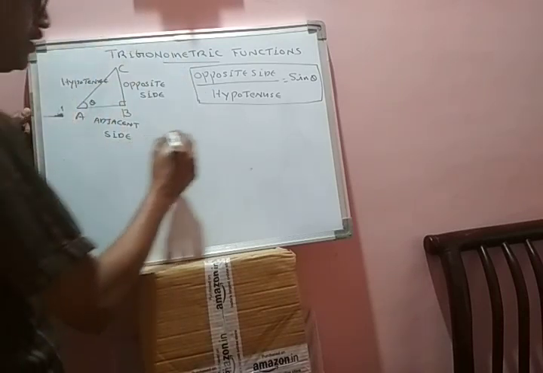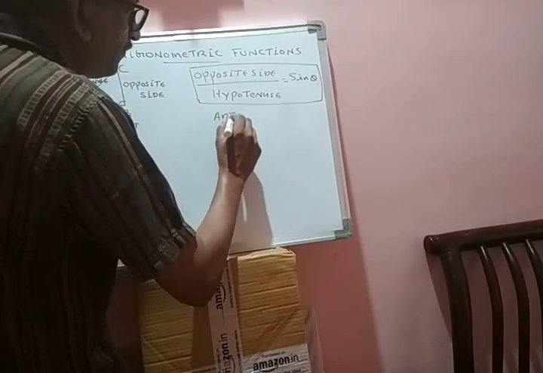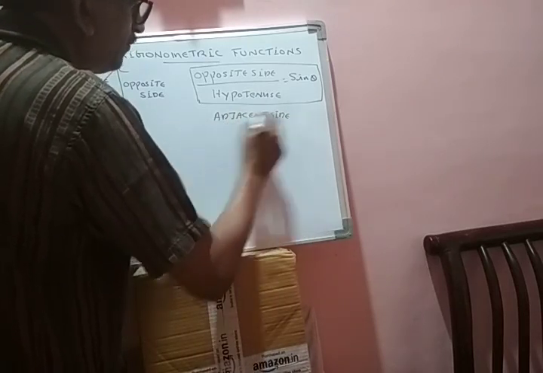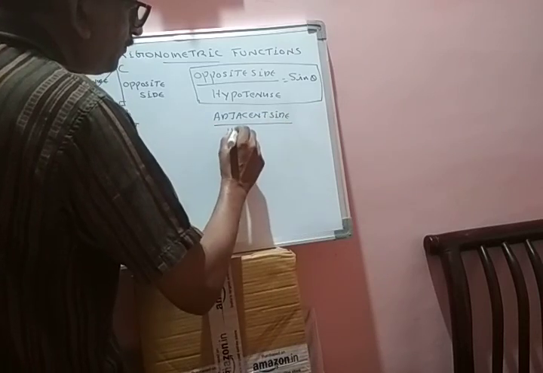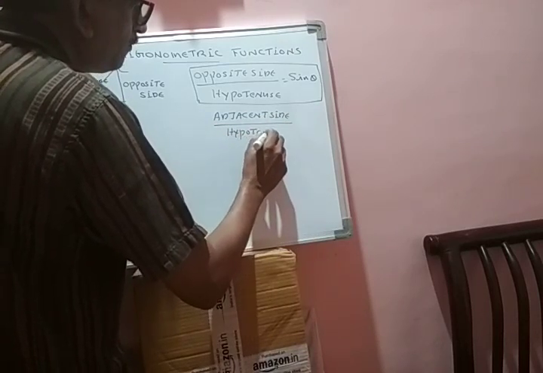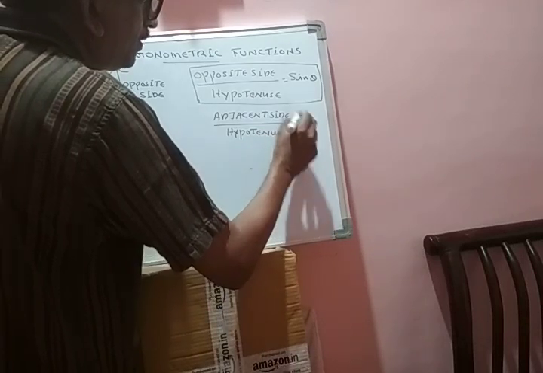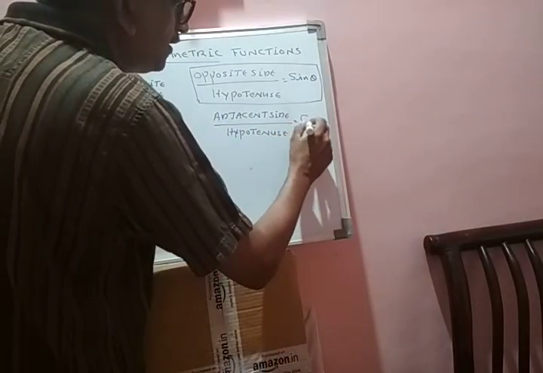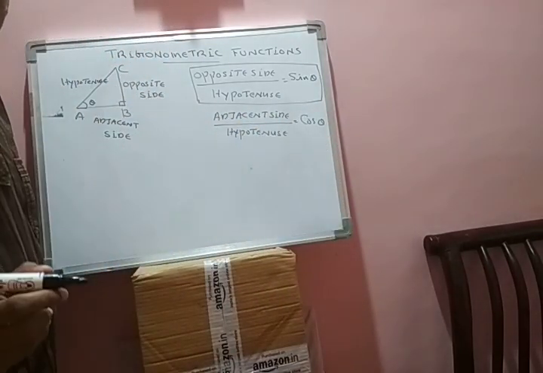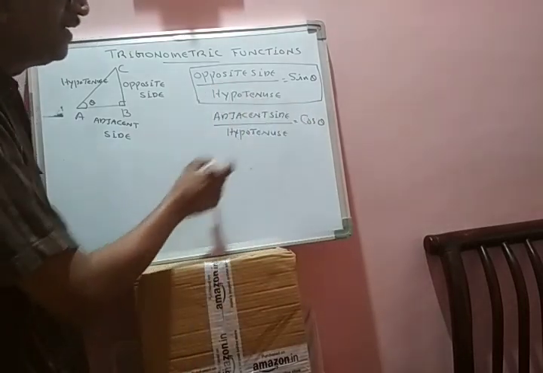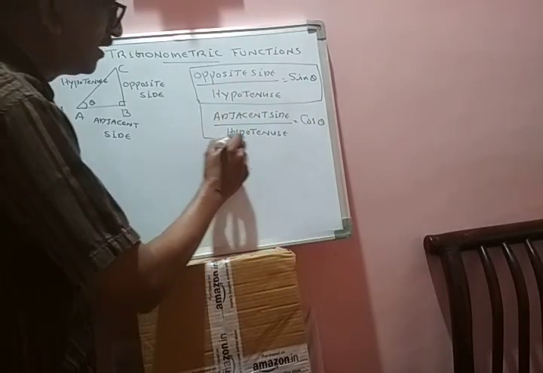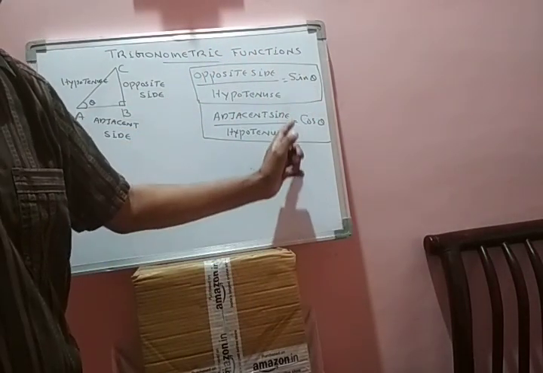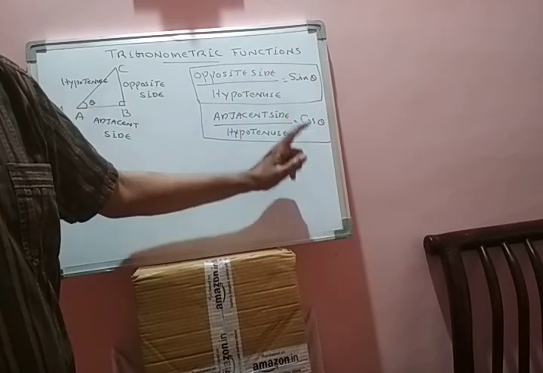Then consider another ratio, adjacent side by hypotenuse. This ratio is known as cos theta. Therefore, cos theta is defined as adjacent side divided by hypotenuse. Remember this result also. The two results are sin theta and cos theta, the fundamental trigonometric ratios.